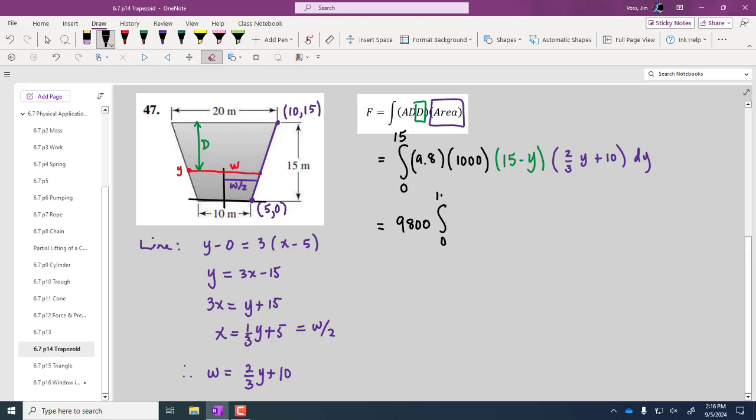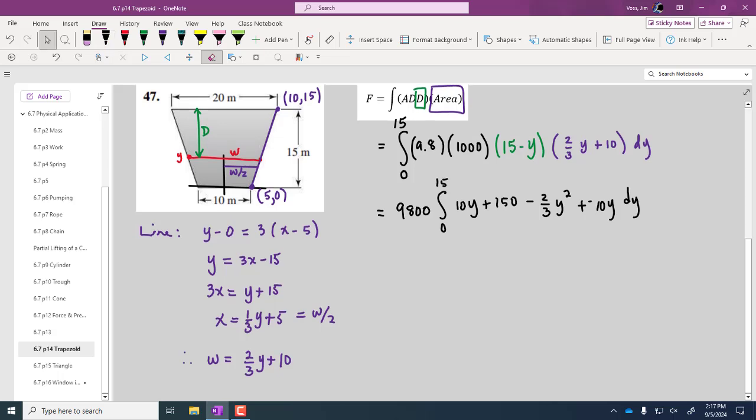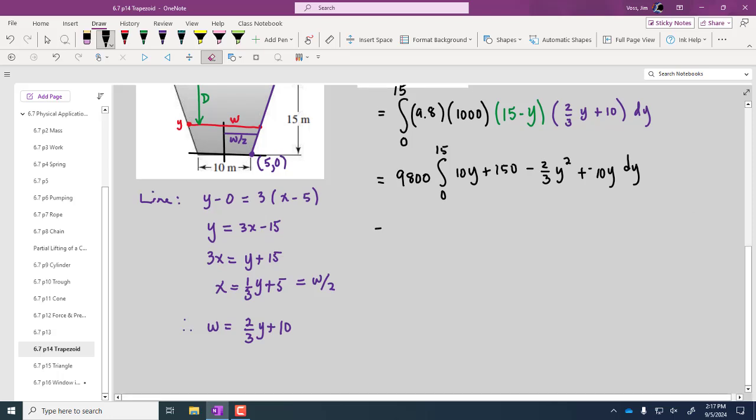The integral from 0 to 15. This is a little bit messy. We're going to have to FOIL. So distribute the 15 across, you know how to FOIL. So that's going to be 10y plus 150 if I distribute the 15 across. And then I'll distribute the y across. That should be a negative. So that should be our foiling. Okay, so then it's just a matter of integrating and plugging in our limits.